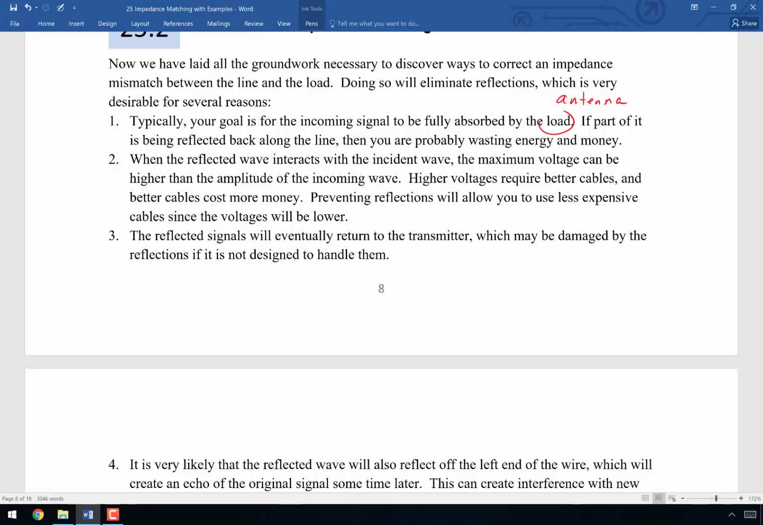When the reflected wave interacts with the incident wave, the maximum voltage can be higher than the amplitude of the incoming wave. Remember that we talked about the VSWR, the voltage standing wave ratio, and we saw that the peak can actually be far above the amplitude of the incident wave. It can be a factor of 2 higher, and so typically a coaxial cable or a transmission line is going to cost more in order to handle higher voltages. So we're going to end up having to pay extra to get a better transmission line to hold a higher voltage if we have these reflections. So if we can prevent those reflections, then we can have lower voltages and therefore less expensive cables.